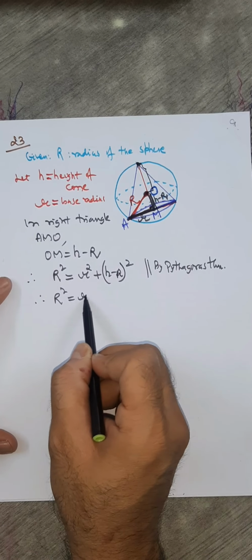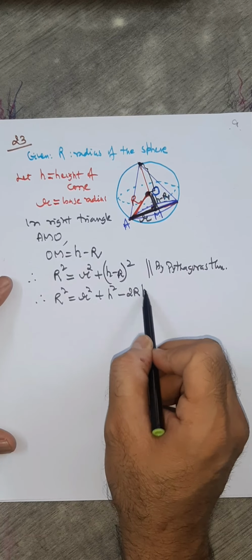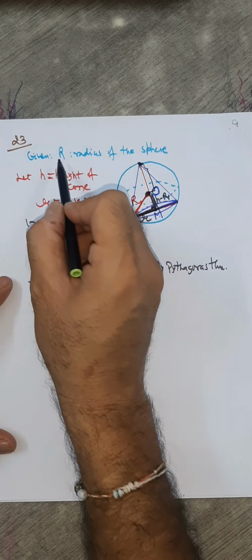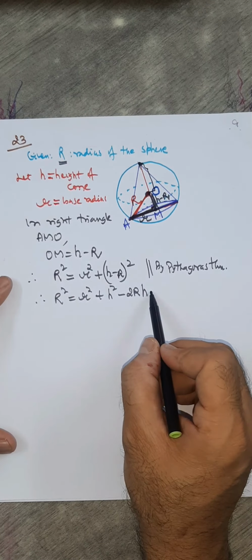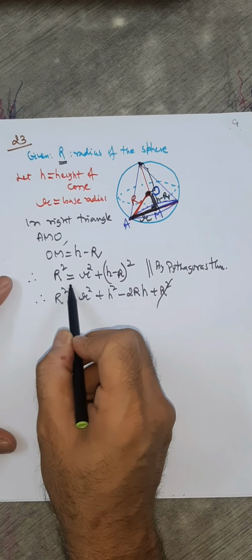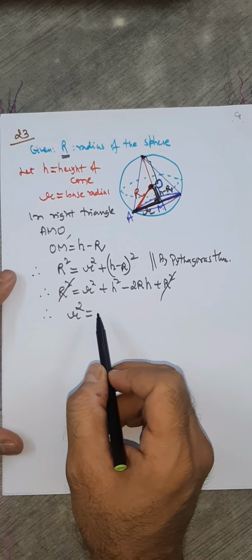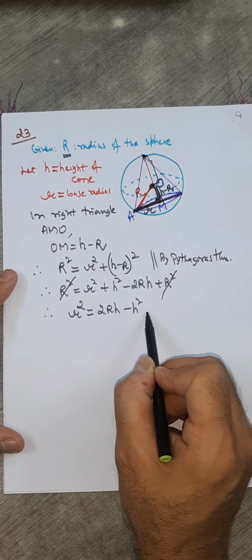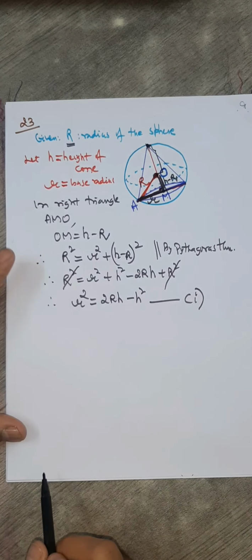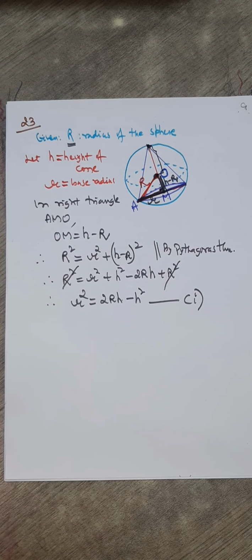So R square equals to small r square, h square minus 2rh. This is treated as a constant because it's given. This we have defined, that means they are variables, plus big R square. So this will get cancelled. So you can make r square the subject of the expression: 2Rh minus h square. This is as per our discussion. This is 1, the relation between h and r. This big R is a constant, so that's not important for us.